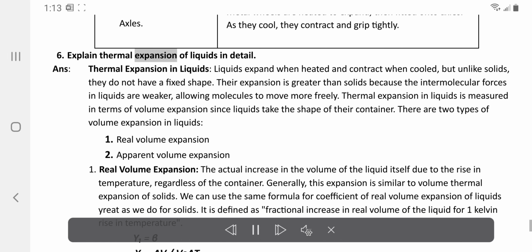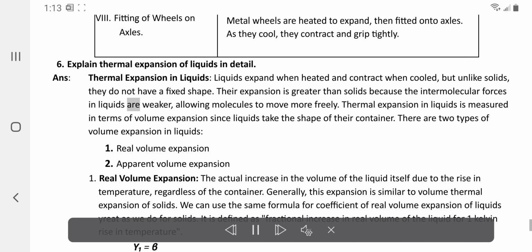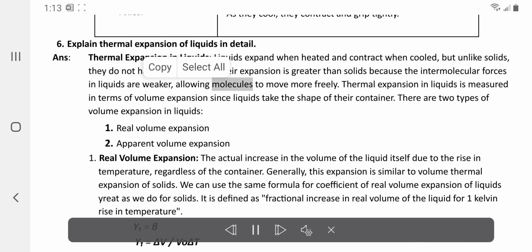Explain thermal expansion of liquids in detail. Answer: thermal expansion in liquids. Liquids expand when heated and contract when cooled, but unlike solids, they do not have a fixed shape. Their expansion is greater than solids because the intermolecular forces in liquids are weaker, allowing molecules to move more freely. Thermal expansion in liquids is measured in terms of volume expansion, since liquids take the shape of their container.